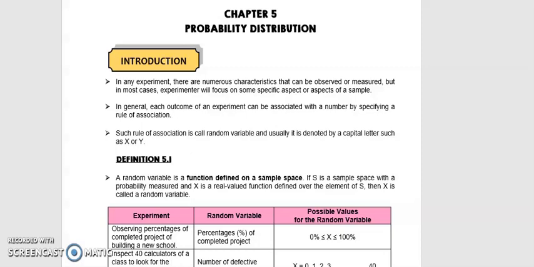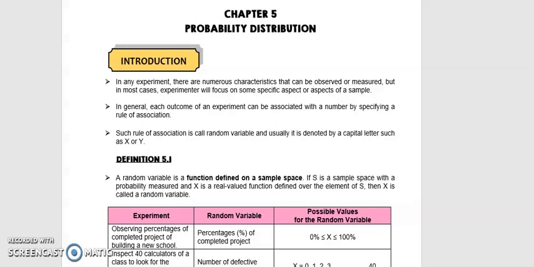For example, we want to know our weight. So how do we measure our weight? Using the weighing scale. So that one is based on a measuring process. Later on under this topic, we will look at how to find the probability distribution for both discrete and continuous random variable.